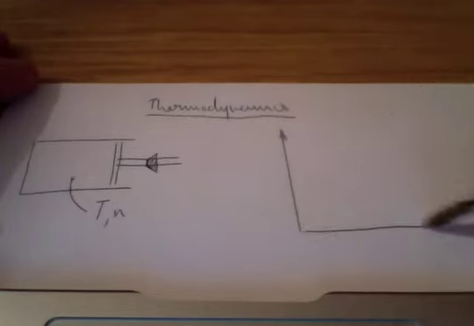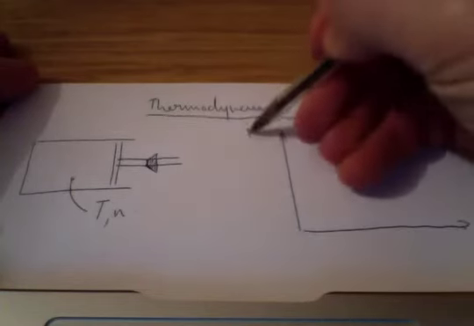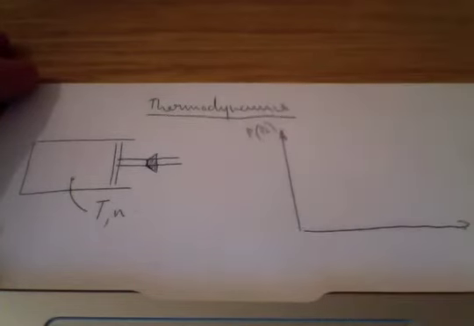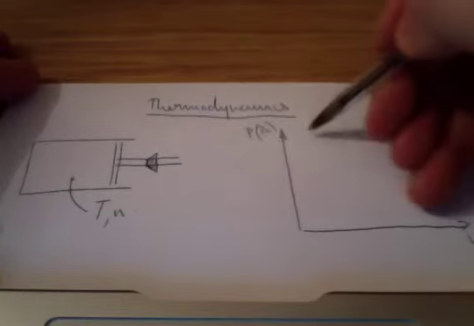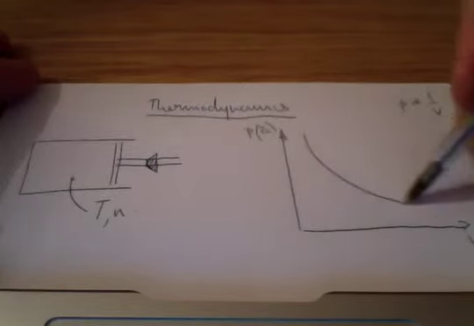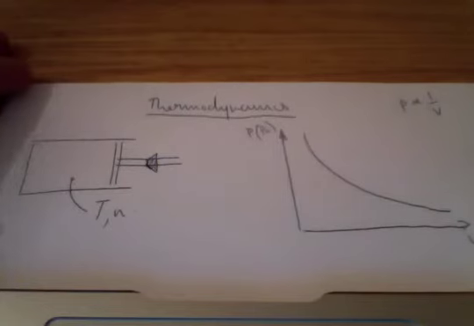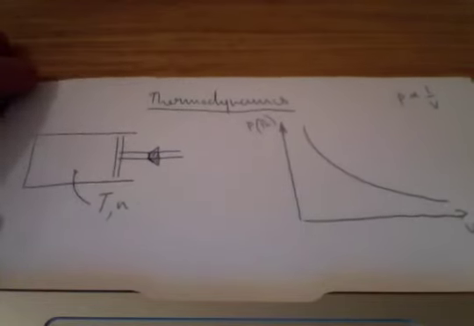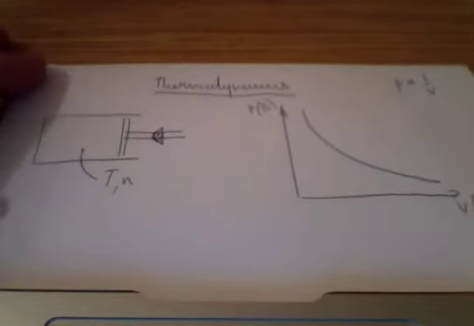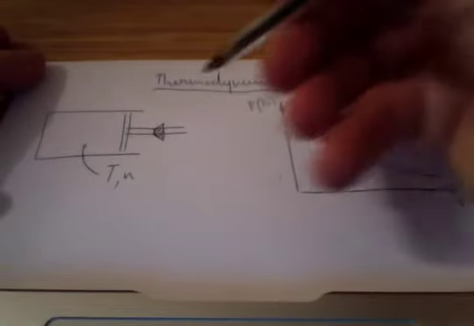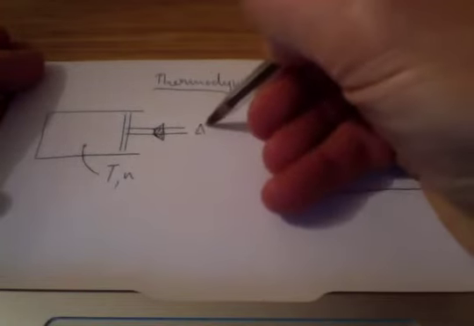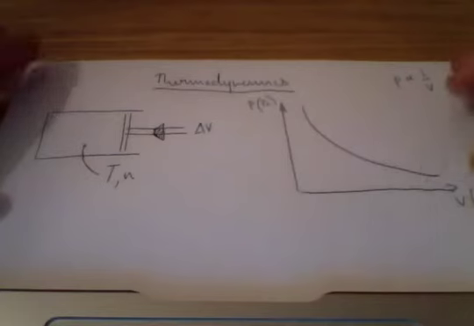So if we were to plot the pressure in pascals against the volume in meters cubed, then we know that P, according to Boyle's law, is proportional to 1 over V. So we get this relationship that comes out. Okay, superb. Now, if we were to drive in that piston, then we know that's going to cause a change in volume. We've seen it here.